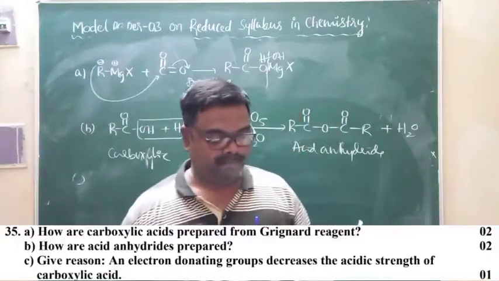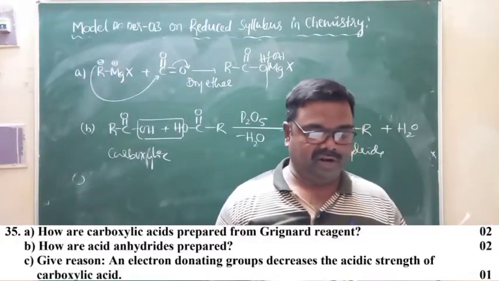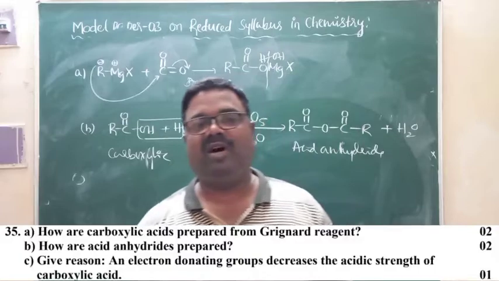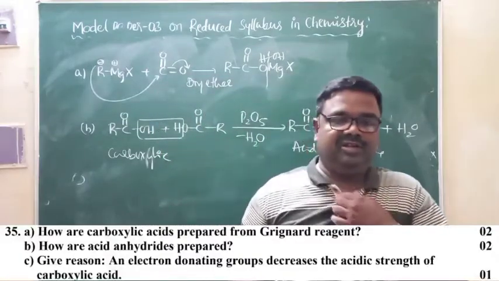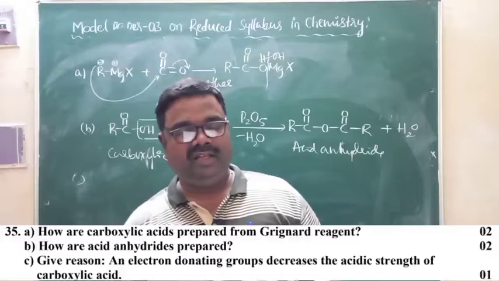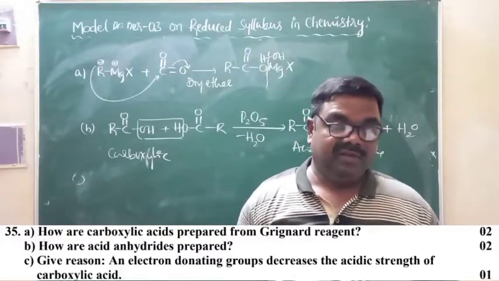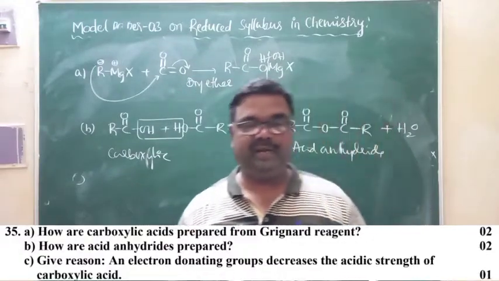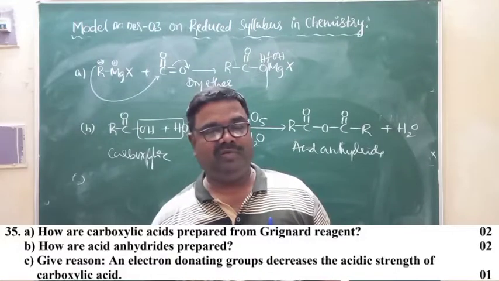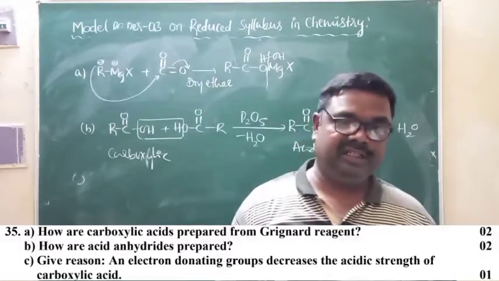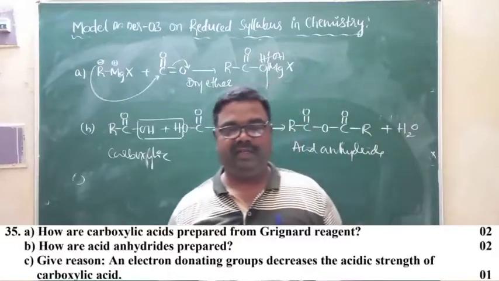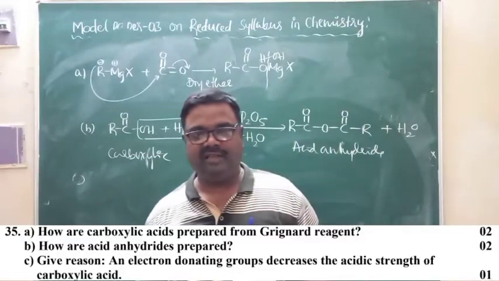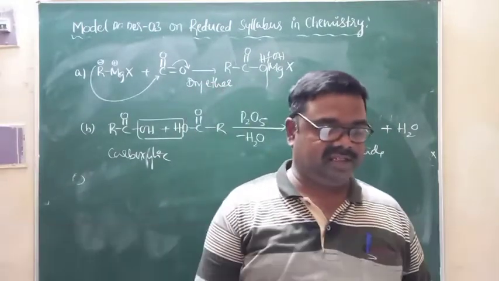Next one. Electron donating groups decrease the acidic strength of carboxylic acids because electron releasing groups are going to destabilize the carboxylate ion, thereby decreasing the acidic strength of carboxylic acids. Whereas electron withdrawing groups are going to stabilize the carboxylate ion. Electron releasing groups are, for example, the CH3 group, that is an electron releasing group, and the C2H5 group is also an electron releasing group. Electron withdrawing groups are, for example, the nitro group, cyano group, aldehyde group. Like that, electron withdrawing groups increase acidic strength, electron donating groups decrease acidic strength.